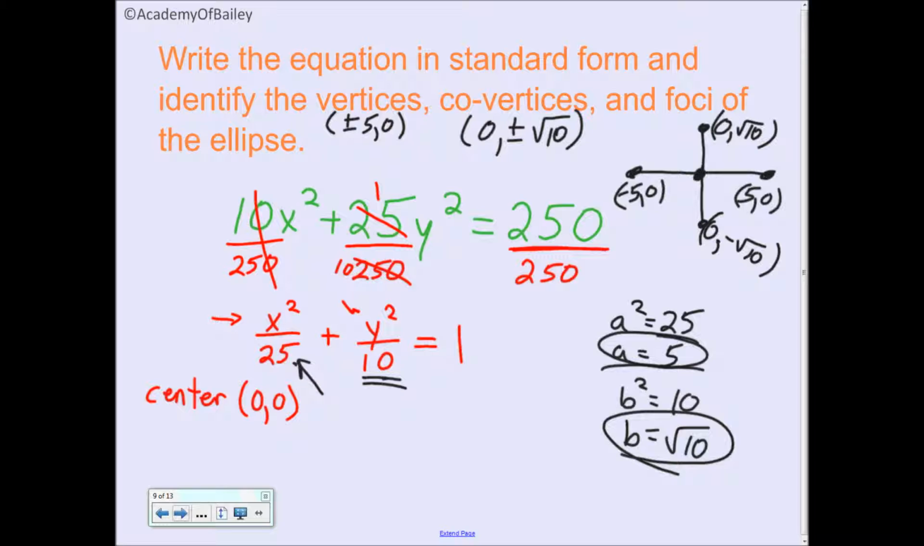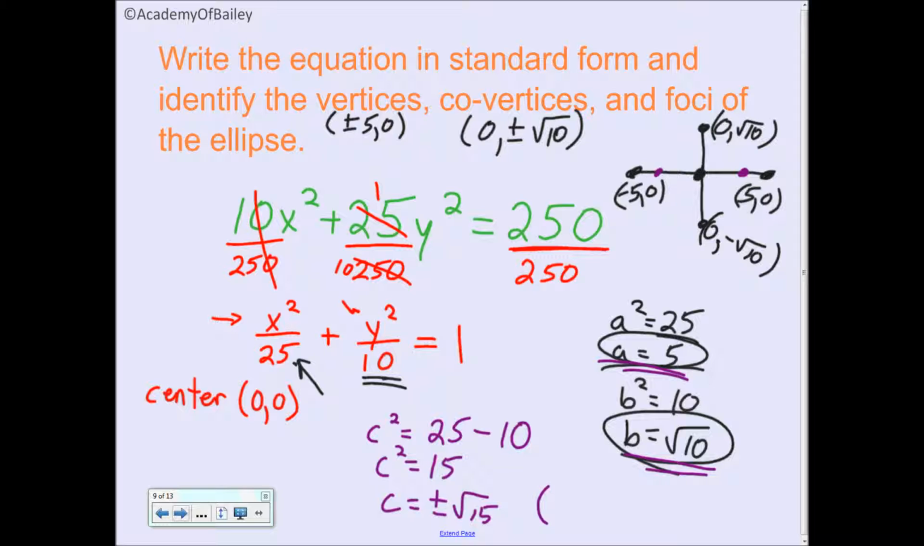And to find the foci, we're going to use the formula that tells us that c squared is equal to a squared, which happens to be 5 squared, a is 5, minus b squared, what's the square root of 10 squared? That will be 10. So c squared is equal to 15, and c is equal to plus or minus the square root of 15. And so the foci, plus or minus square root of 15, it's close to 4. So the foci will be somewhere like that.